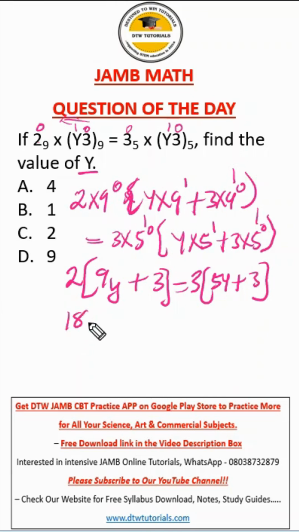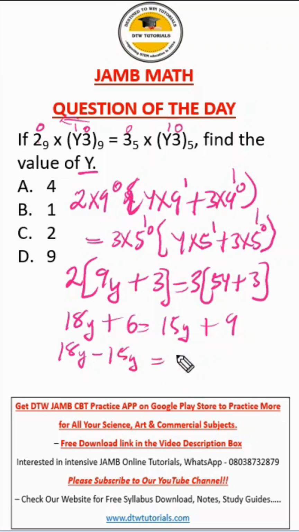So we open parentheses. We have 18y plus 6 equal to, this will give us 15y plus 9. So collect like terms, bring 15y here. We have 18y minus 15y equal to, take 6 here, we have 9 minus 6. From here, we have 3y equal to 3. Then we divide by 3. And what do we have? y is equal to what? 1. So our answer here is B.